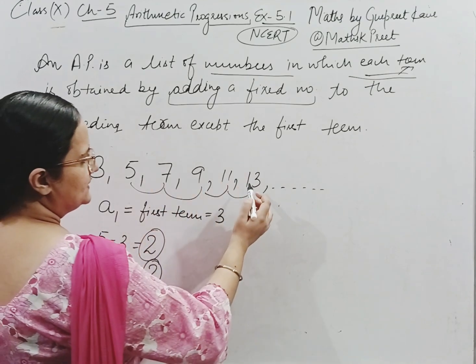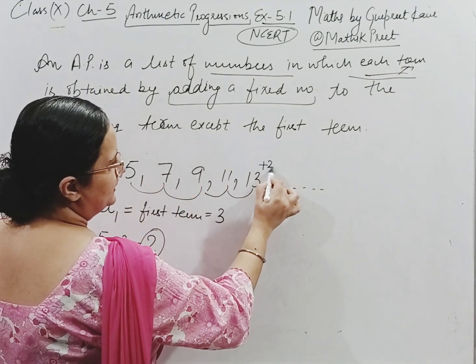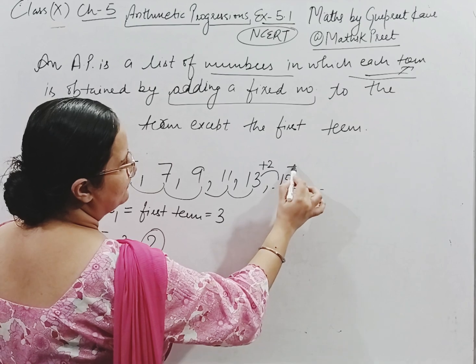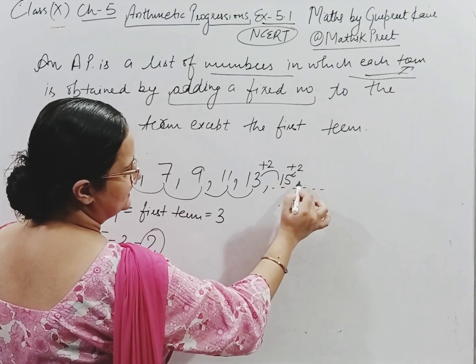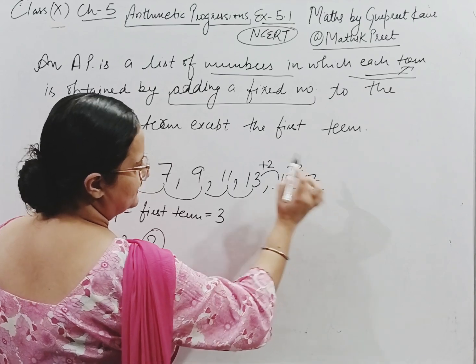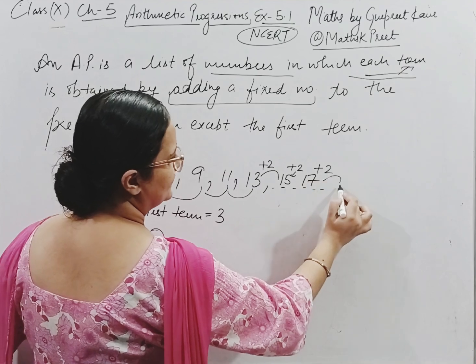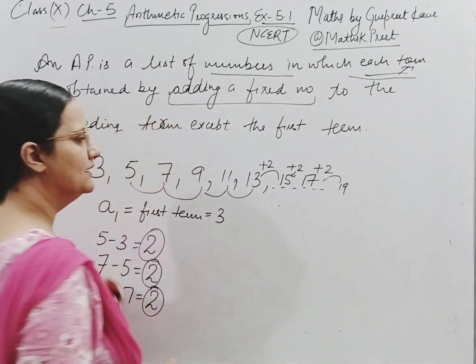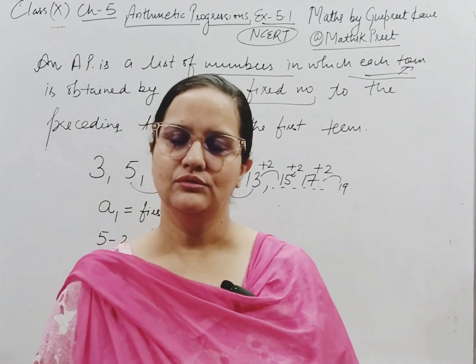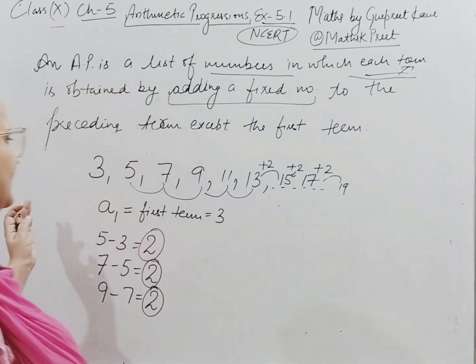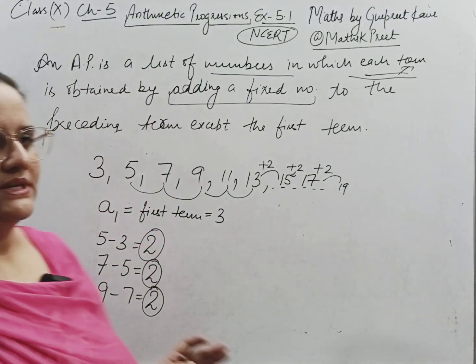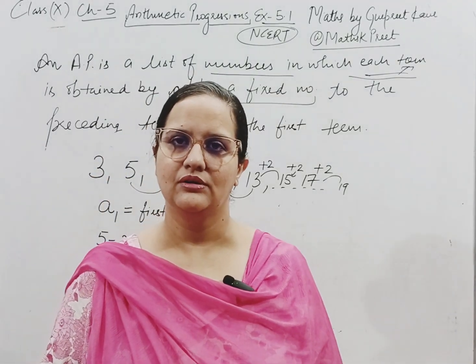How is this d working? I have to add 2 to the preceding term to get the next term. Again I have to add 2 to get the following term. This is the way we can write as many terms as we want. Fine, this is forming an AP. This is the way we check whether a sequence is forming an AP or not.